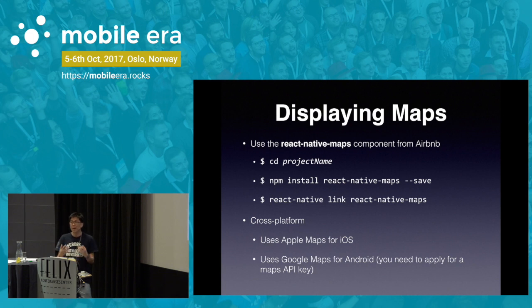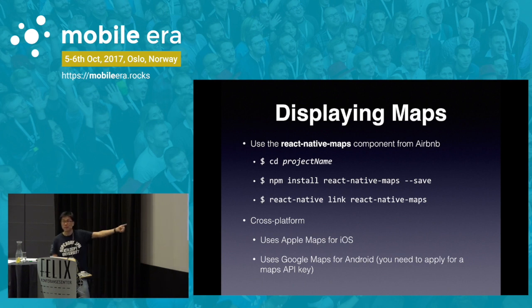Now, if you want to display maps in your React Native application, you can use the React Native Maps component from Airbnb. Using this component, you will be able to display a map using Apple Maps on iOS and Google Maps on Android.